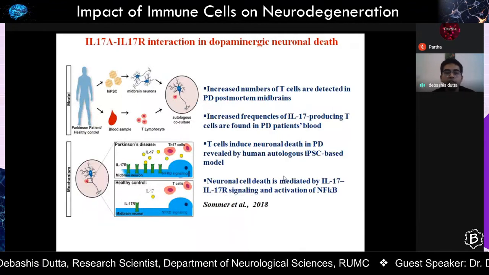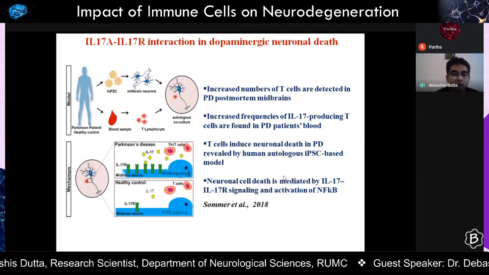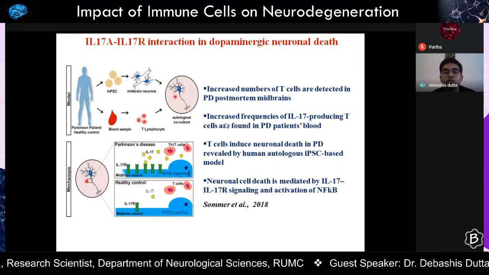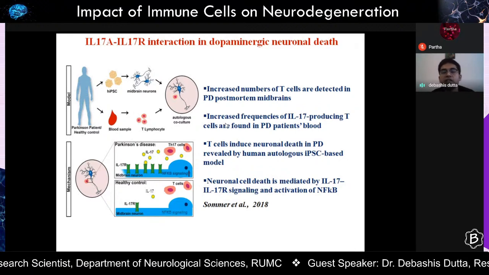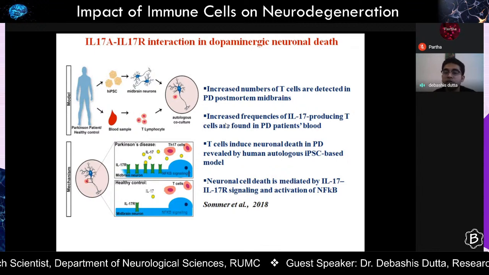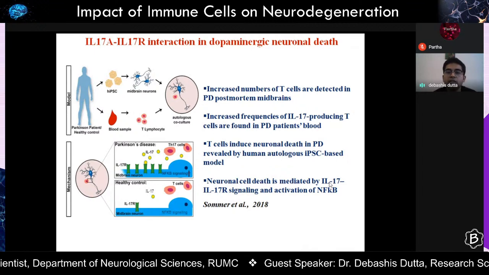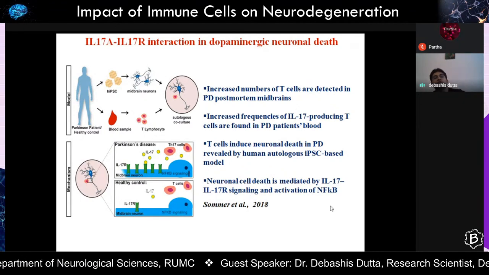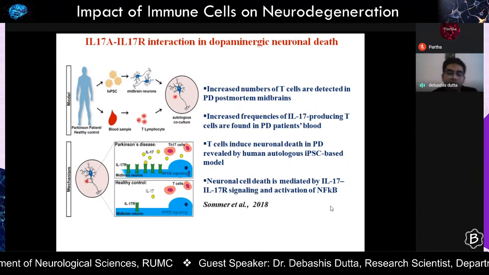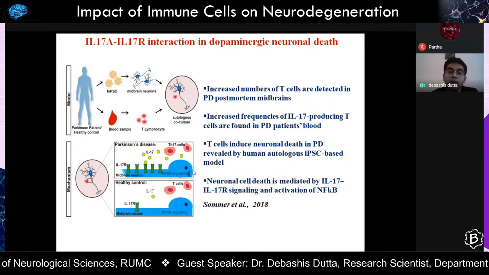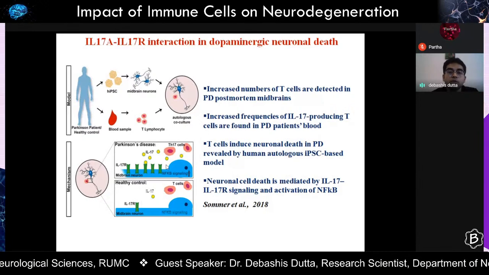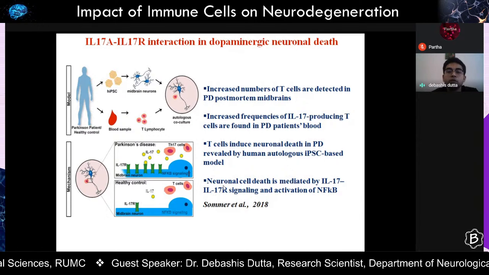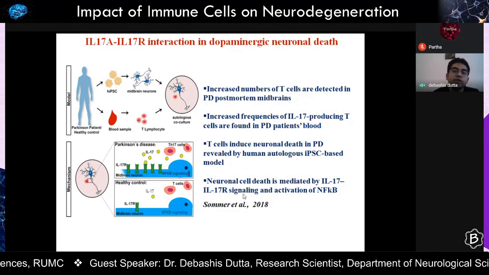And there's another pathway by which TH17 cells might cause neural death, which is the IL-17 pathway. The neurons express IL-17 receptor, and the TH17 cells express or secrete IL-17. When there is IL-17R signaling, there will be an activation of NF-kappa-B. Within neurons, the activation of NF-kappa-B might result in apoptosis. And this is a paper in Cell Reports which has shown how the apoptosis happens when this particular signaling is activated in the brain.